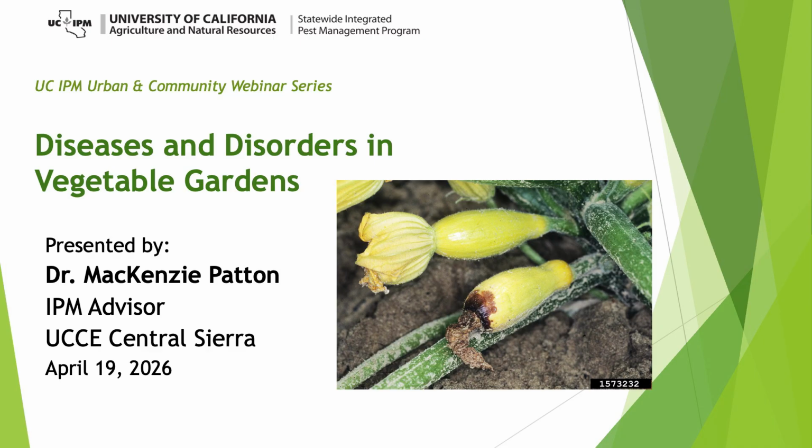MacKenzie is an integrated pest management advisor with UC Cooperative Extension in the Sierra Foothills. She is a Texas native who came to California for graduate school to study insect-vectored plant diseases. Since school, she has worked with a variety of insects and diseases on both ornamental and agricultural plants. When she isn't working, she likes to go hiking with her dog and husband.